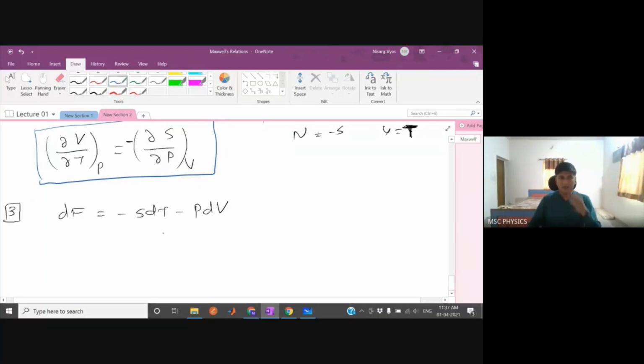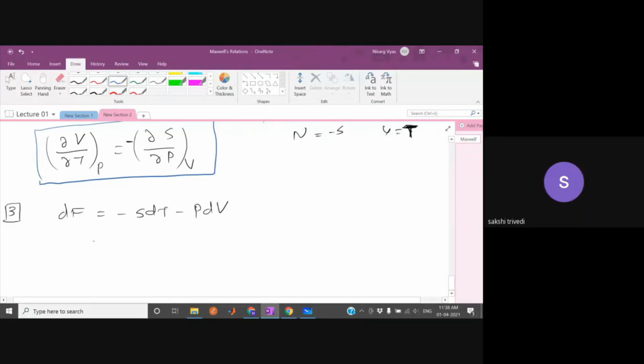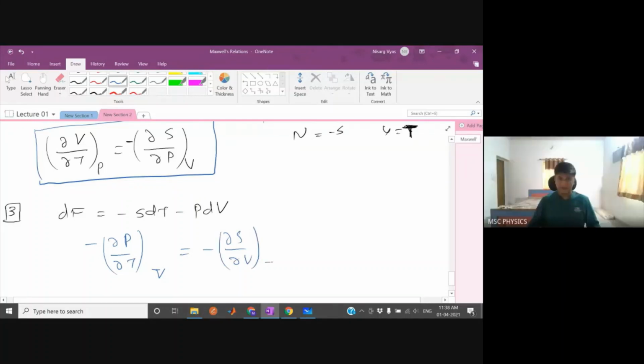Can anybody tell me which should be the thermodynamic relation? Can anybody just try at least? It is okay if you are not correct. Minus del P by del T at constant volume equals minus del S by del V at constant temperature. Yes, this is correct, thank you. But can I cancel the minus on both sides, because this looks more proper? So generally it is written like this. So this is the third Maxwell's relation.